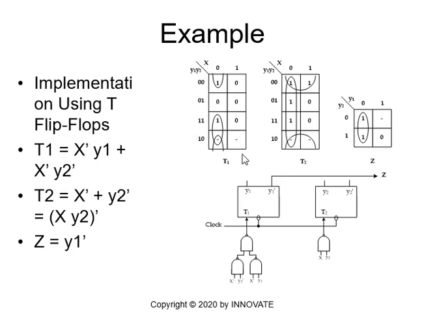So we can apply this really without developing the table. We can derive the T1 and T2 maps simply from the original next state maps, which are capital Y1 and capital Y2. So with this, we have the maps. Since we have the maps, I will simplify to find T1 and T2, and I implement them simply with NAND gates.